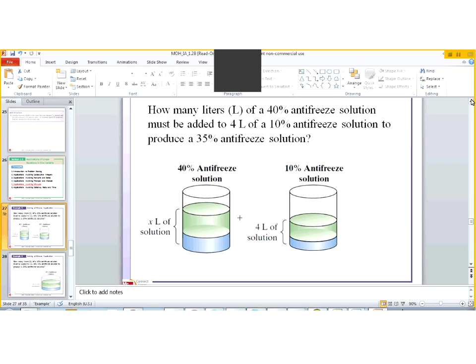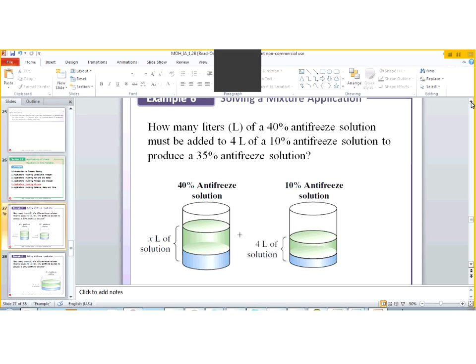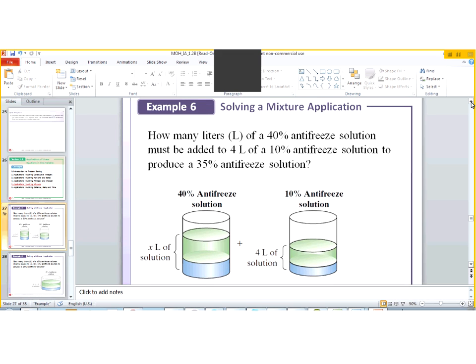Okay, the mixture problems are the ones that you need to know. Also, there are some of them in the take-home test. So this would be a good example. How many liters of 40% antifreeze solution must be added to 4 liters of 10% antifreeze to produce 35%? The illustration here is sometimes pretty helpful on that.